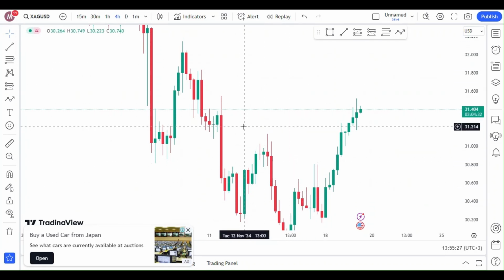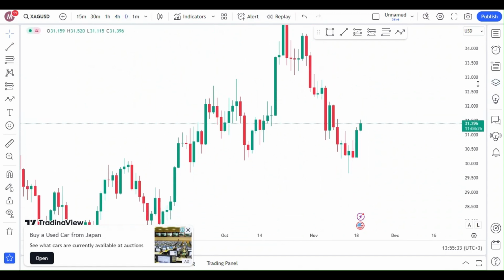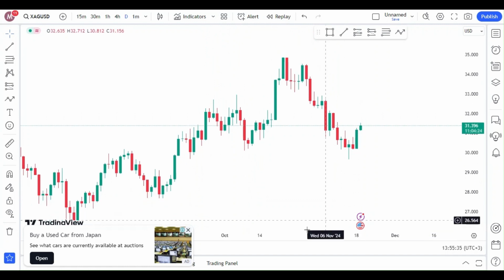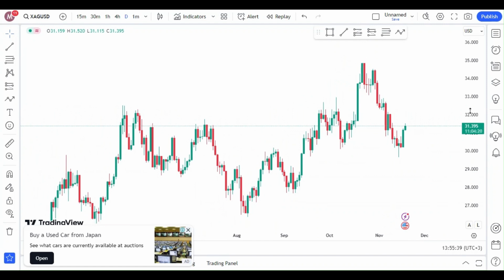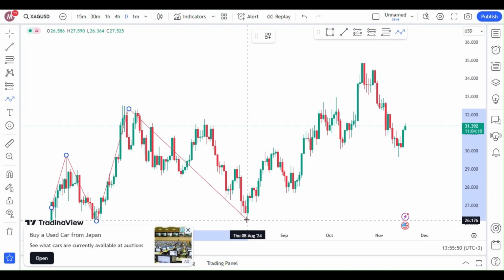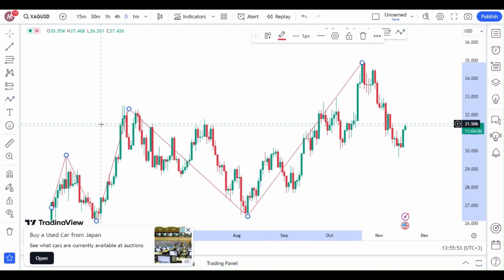So, without wasting much time, let me first go to the daily time frame. Let me see what we got. On the daily time frame, the first thing we can notice is price has been pretty bullish for a while now. Price has been printing higher highs, higher lows, higher highs, and it looks like this was the most recent break of structure over here.